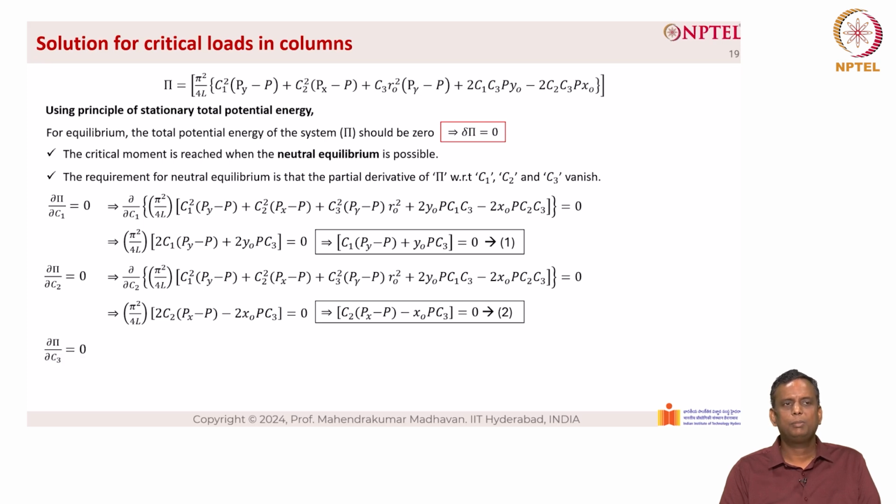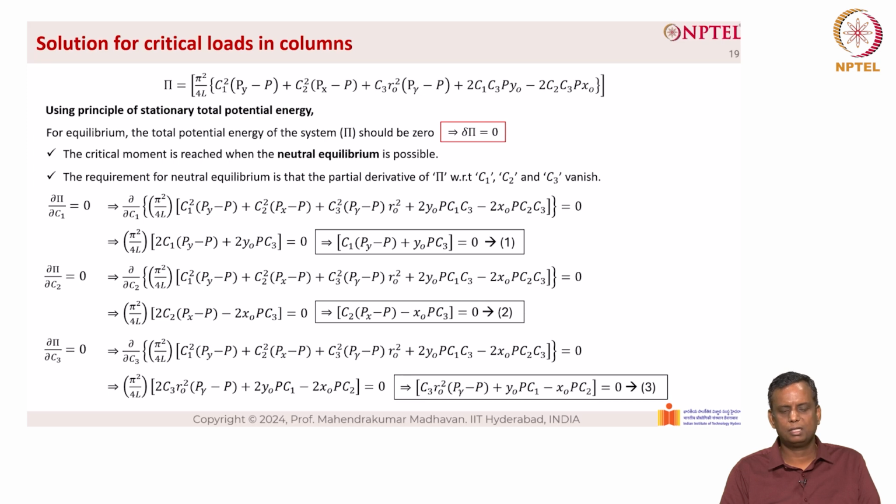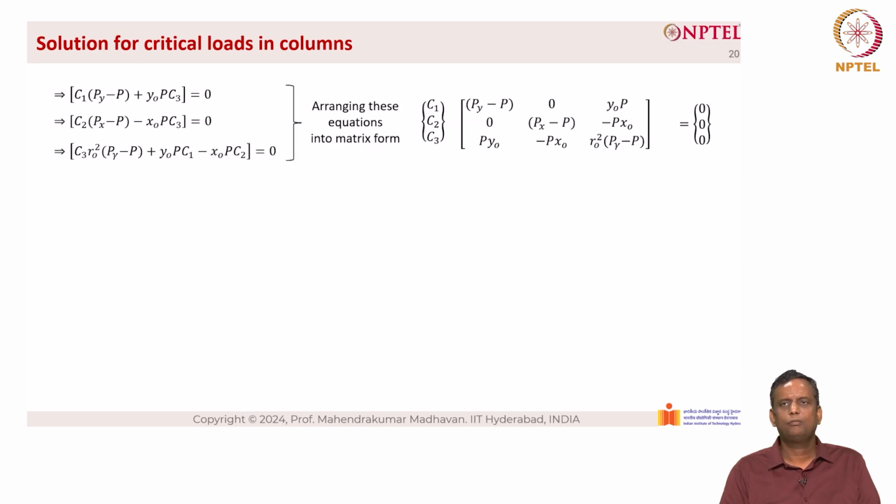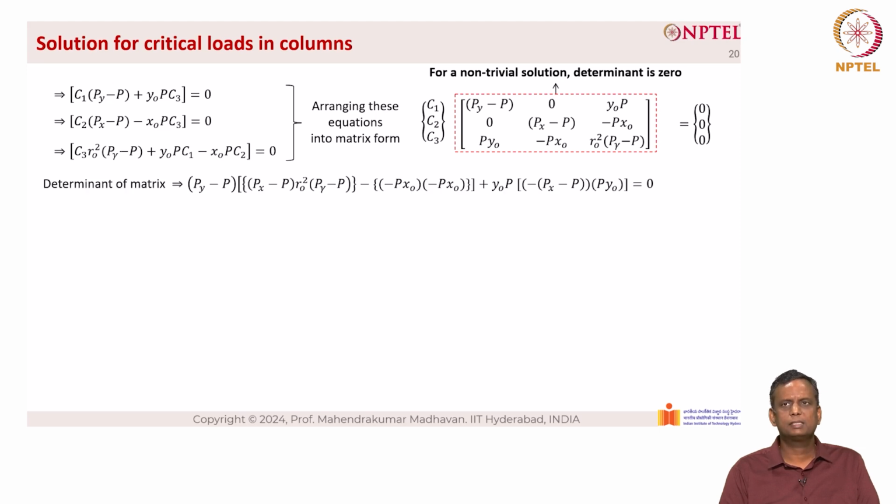Now del pi by del C3 is equal to 0. We get a big equation. We simplify this further. Then now we have C3 into r0 square into P gamma minus P plus Y0 into P into C1 minus x0 into P into C2 is equal to 0, which becomes equation 3. Now all the three equations are listed here, which can be represented in the form of a matrix. Now we have this nice neat matrix representing these equations, and for a non-trivial solution, the determinant should be equal to 0. The determinant of the matrix is given as a big equation on the screen, and we can simplify this further.